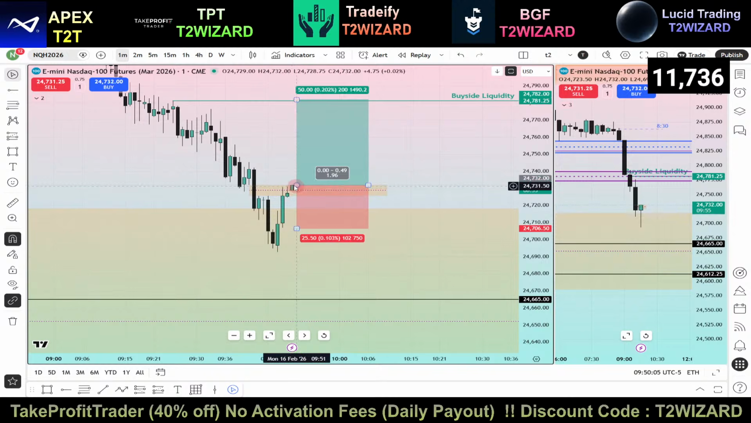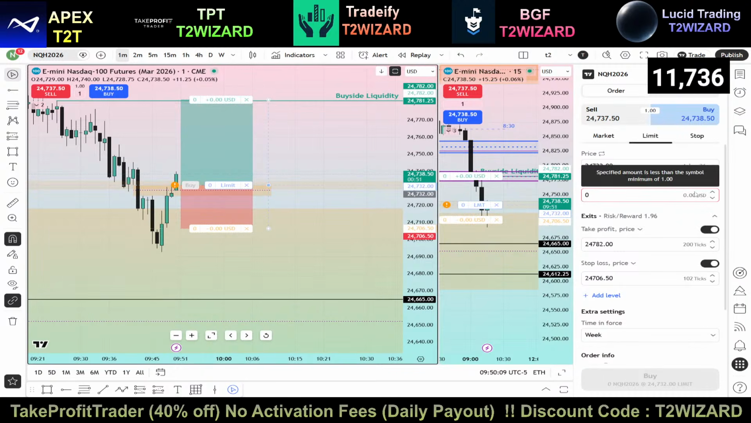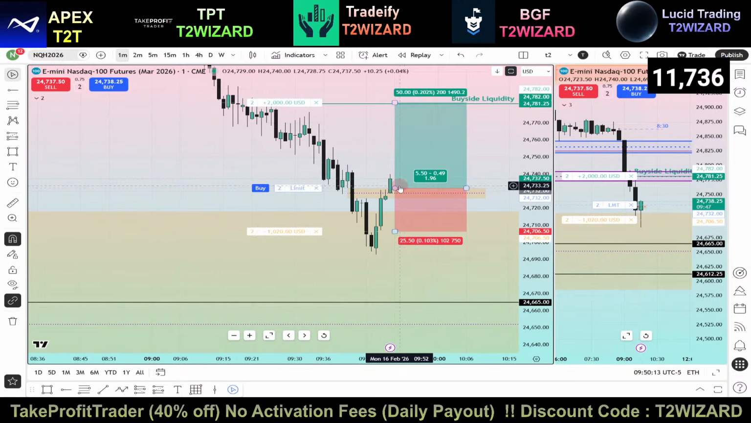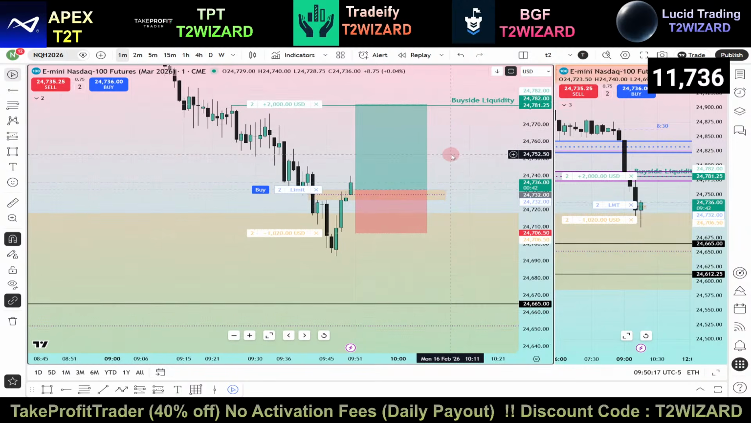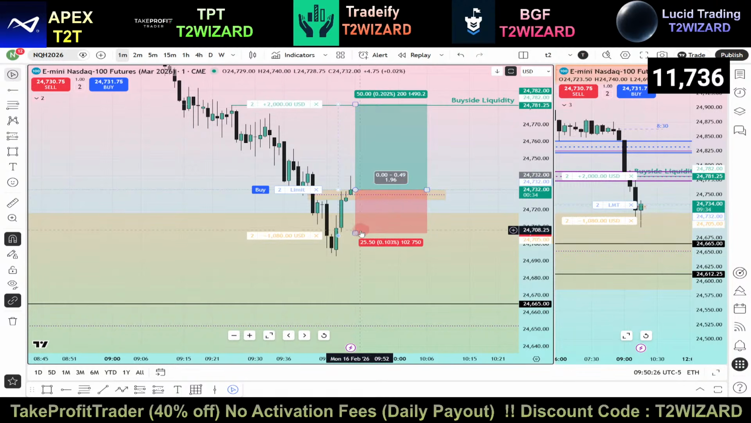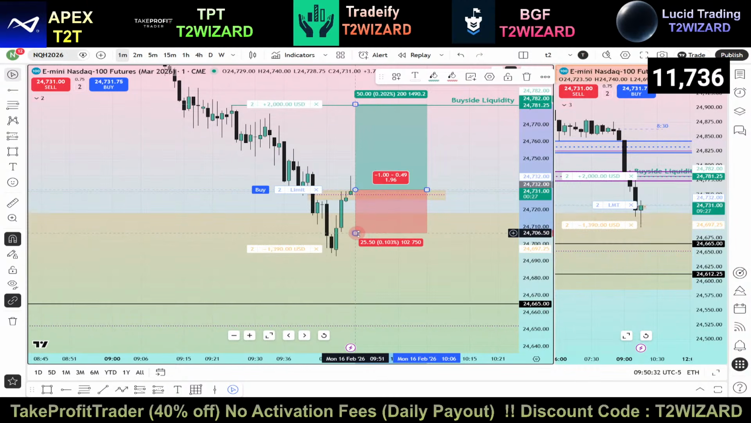If the body closes one tick above this gap, I'll try to take this buy. If the body doesn't close, I'm not going to take the buy. If it doesn't take me with it, I'm not going to take this trade. I'm not going to chase the market. Whatever it gives me, I'll take. Body close, I'll try to take this buy.